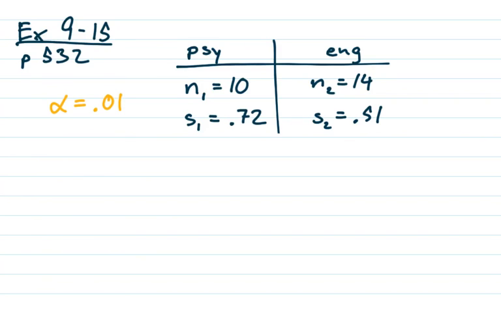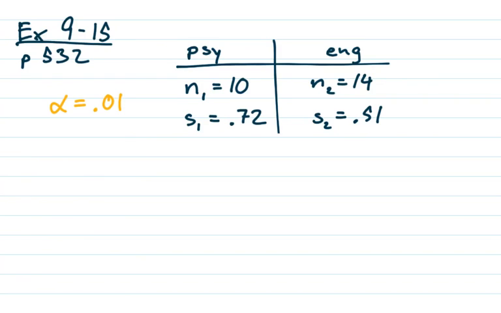It says here, a researcher selected a random sample of 10 psychology graduates and found the standard deviation of their grade point average was 0.72. Then she selected a random sample of 14 engineering students and found that the standard deviation of their grade point averages was 0.51. At alpha equals 0.01, can we conclude the variance of the GPA for the psychology graduates is greater than the variance of the GPA averages for the engineering graduates?